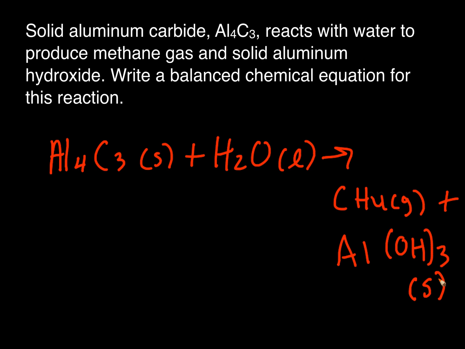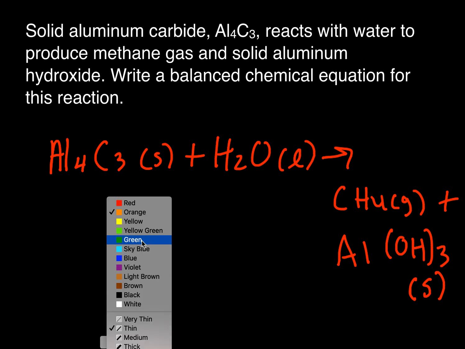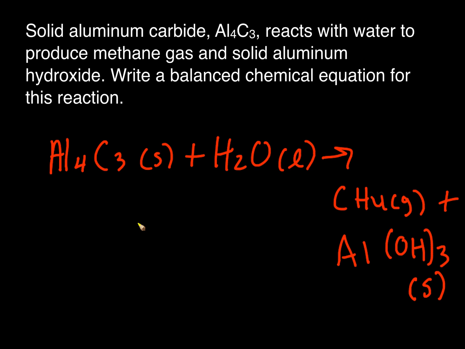Okay, so we don't have any polyatomic ions here. So what we're going to have to do is start with one element, plug some coefficients in, and check our work. So let's look here. We have 4 aluminums on the left side here. We have 1 here, so we're going to need to put a 4 here. Okay, so now our aluminums match up. Carbons, we have 3 on the left, so we need 3 on the right.